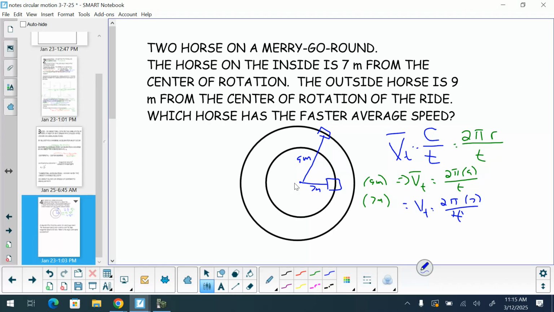So if these both start side by side and they go all the way around the circle, the amount of time it takes for the inside horse or the outside horse to get around is going to be the same. So if we take a look at tangential velocity, we have 18 pi divided by this time interval, or 14 pi divided by this time interval.